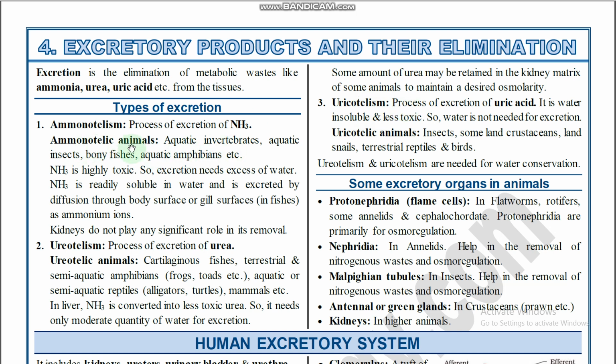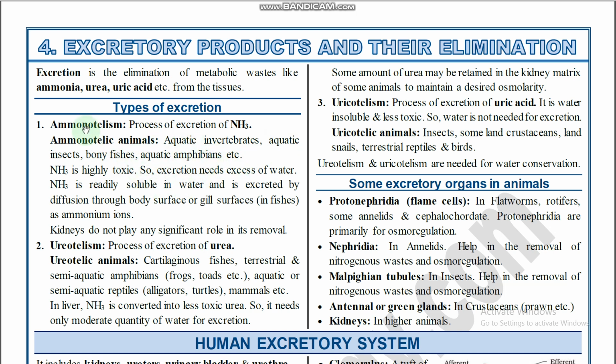Ammonotelic is the process of excretion of ammonia, ureotelic is the process of excretion of urea, and uricotelic is the process of excretion of uric acid. Examples of ammonotelic animals are most important, very important. Ammonotelic animals examples: aquatic invertebrates, aquatic insects, bony fishes and aquatic amphibians.